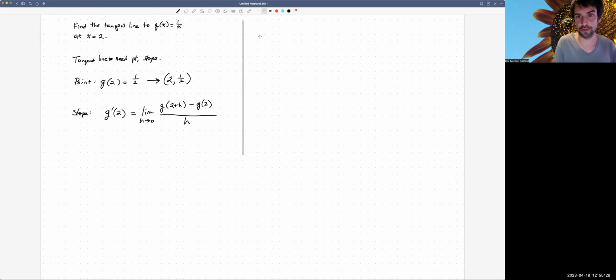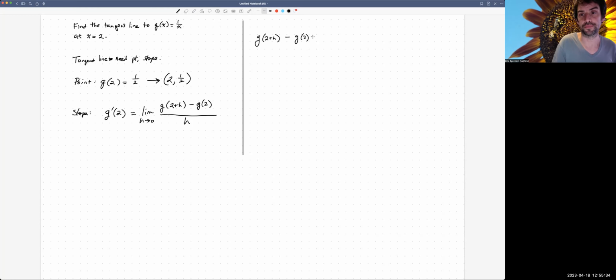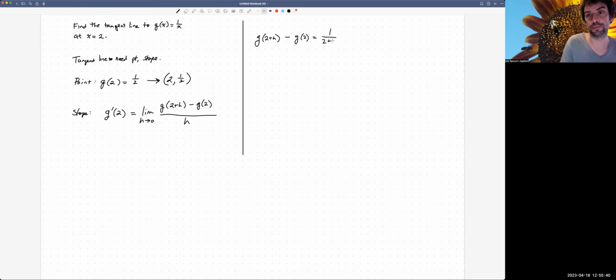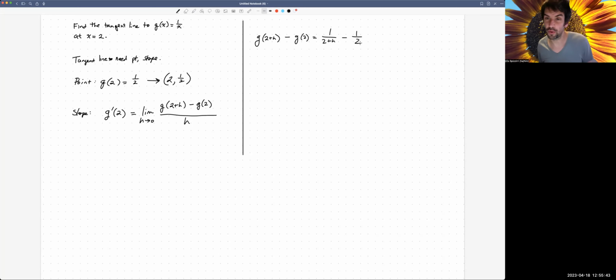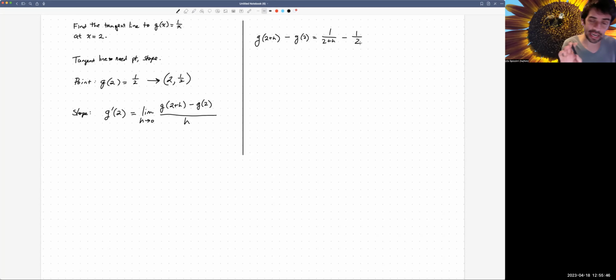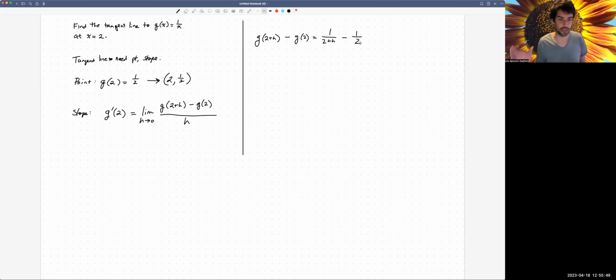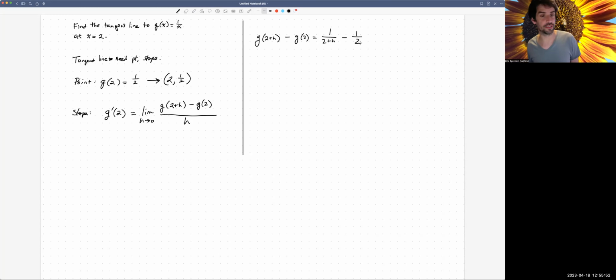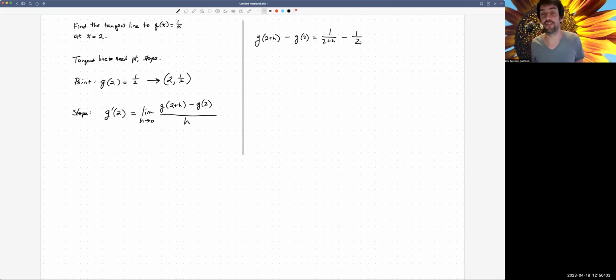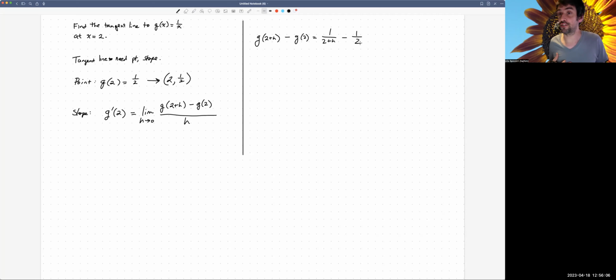So let's look at g of 2 plus h minus g of 2, just the numerator for a moment. This is going to give us 1 over 2 plus h minus 1 over 2. I'm also thinking ahead. I know that my big problem is this h in the denominator, because that 0 in the denominator is what kills us. It doesn't matter that the numerator goes to 0. The 0 in the denominator is what makes this undoable as written. So I want to find a factor of h in the numerator somehow. As written, I don't see it.